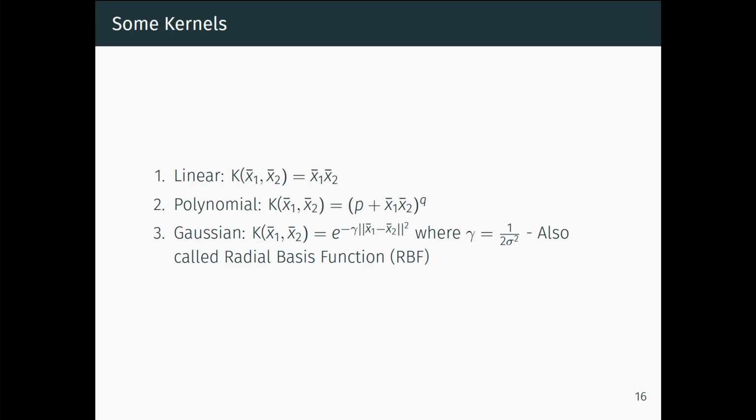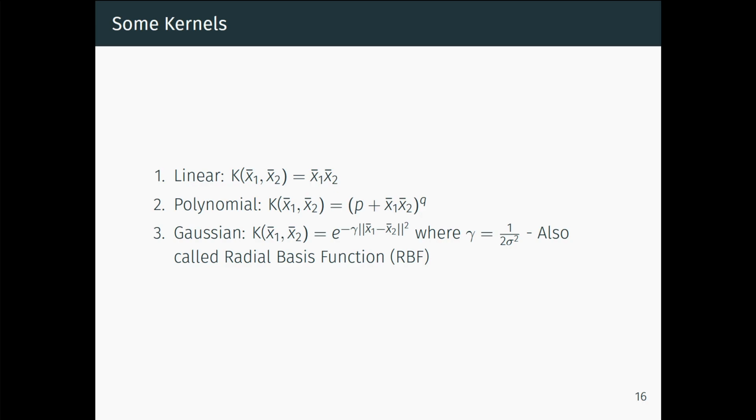In the polynomial case, you basically take the dot product and then add a scalar p, and then raise this entire thing to a power q. Depending on q, you will get a different dimensional space. The higher the value of q, the higher the dimensional space you're projecting the data to.